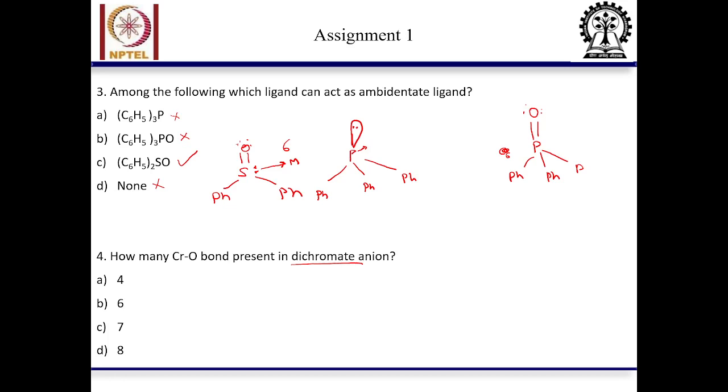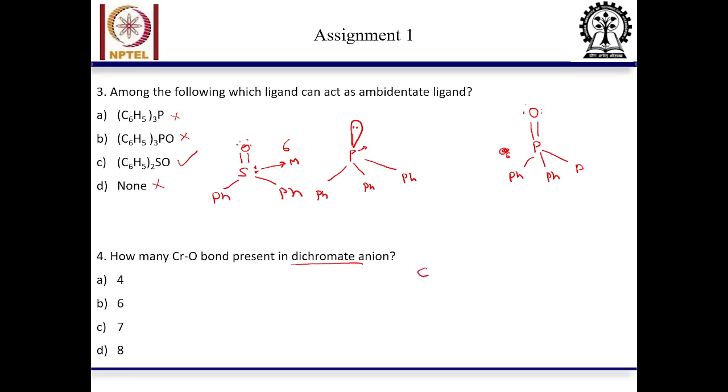Okay, Dr. Naveen Awasthi is saying 6. Any other one who has a different opinion than sir? Okay, Devendra Malik is saying 8. Ma'am is also saying 6. Okay, it's two contradicting answers. So let's see how many chromium-oxygen bonds are present in the dichromate.